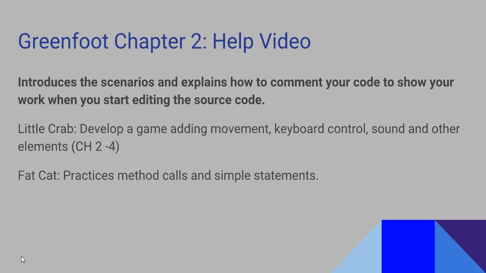Hello, this is going to be the help video for the Chapter 2 Greenfoot. It is going to introduce the scenarios to you a little bit more, and I'm going to explain how to comment your code when you start editing it in order for you to show me your work. And so the two scenarios we're going to work with are Little Crab and Fat Cat.